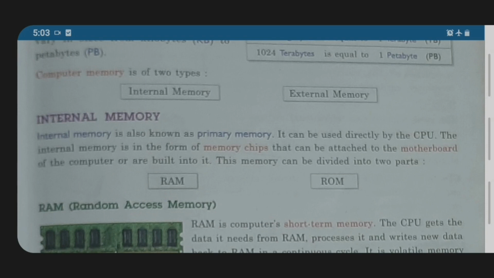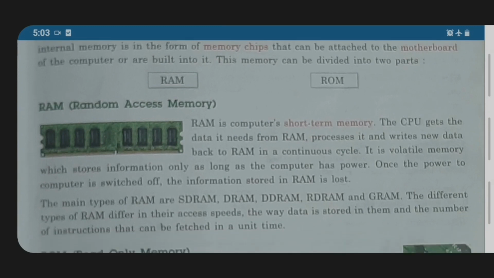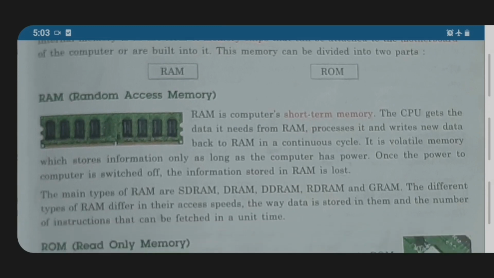RAM, random access memory. RAM is a computer's short-term memory. The CPU gets the data it needs from RAM, processes it and writes its new data back to RAM in a continuous cycle. It is volatile memory which stores information only as long as the computer has power. Once the power to the computer is switched off, the information stored in RAM is lost.